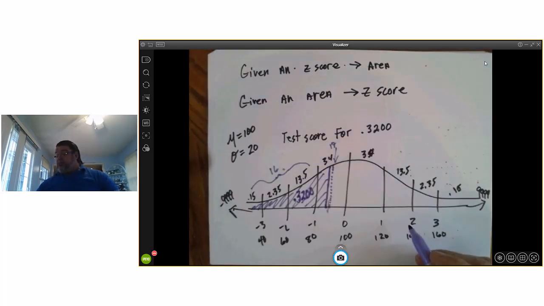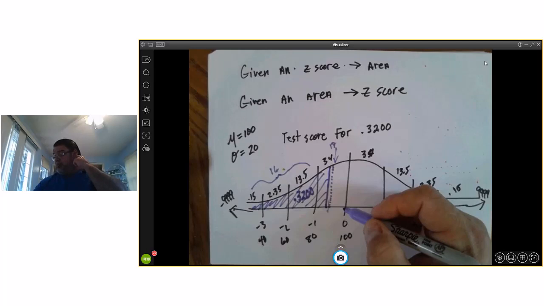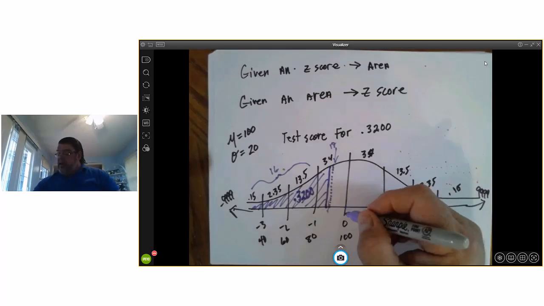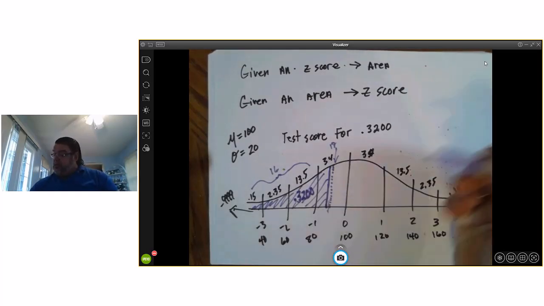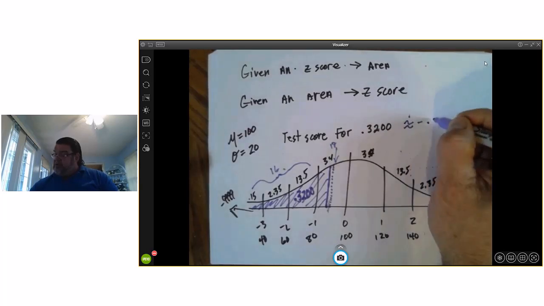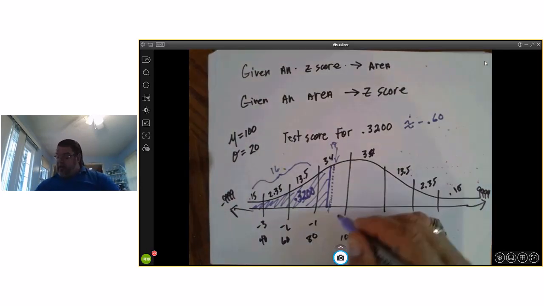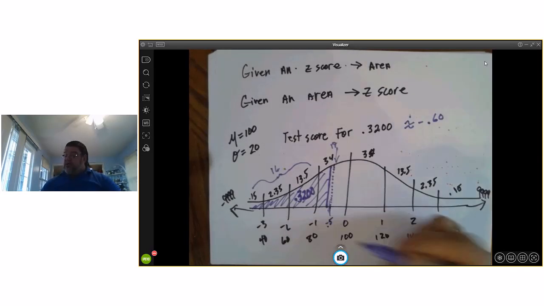And I'm going to say roughly, since we're trying to find the answer as a z-score, that's negative 0.6. So I'm going to say negative 0.60. That's what I think it is, because this is negative 0.5 right here. So, let's see what it really is.